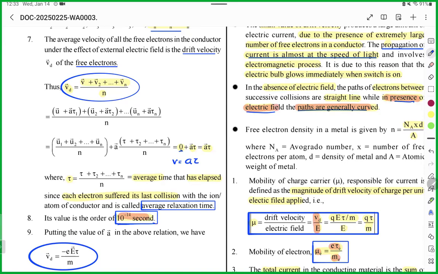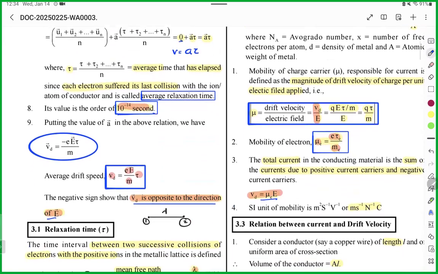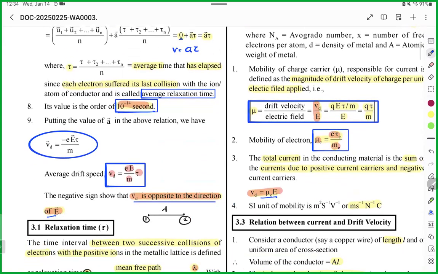Chandana, what was the average drift velocity in case of electron? So 10 power minus 4. We said very less. Relaxation time is also very less. Understood? So you can calculate that your velocity will be equal to a, tau being the relaxation time.